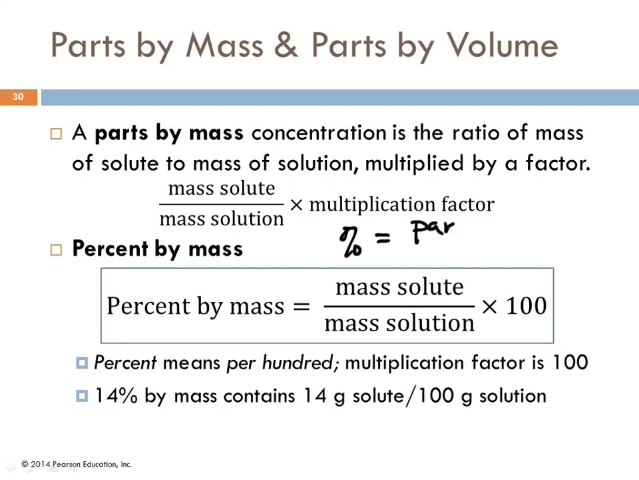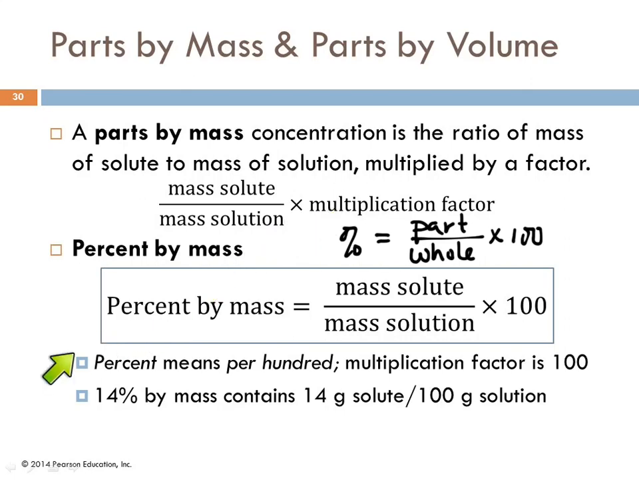A sort of generic description of percent is that it's the part divided by the whole times 100. And if you remember that, you can help yourself out on an exam when you lose your mind and forget what percentages are. So it's the mass of the solute, the thing that you're interested in, divided by the mass of the whole thing. For percent, it's multiplied by 100.